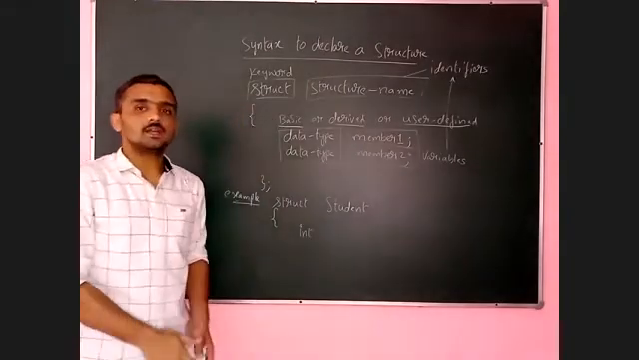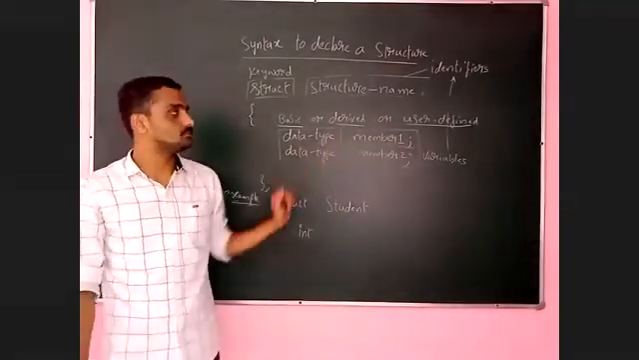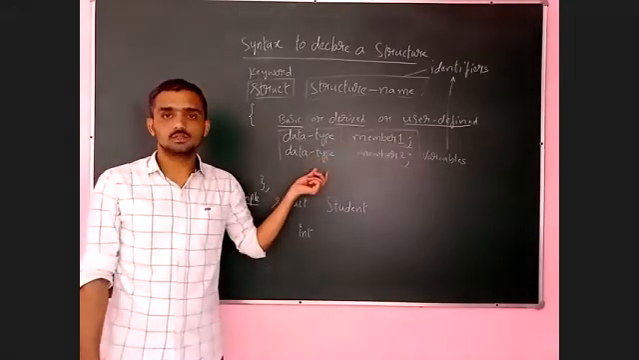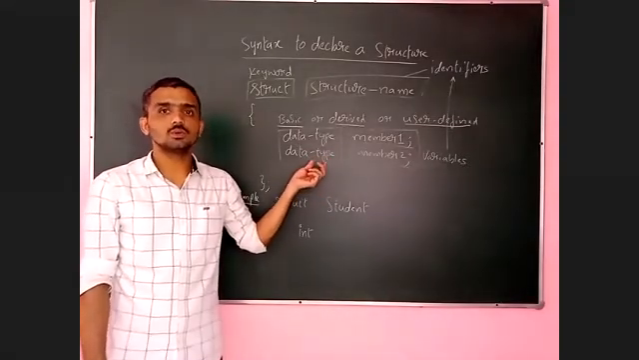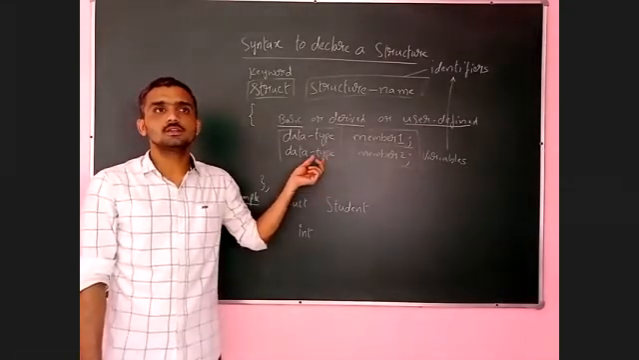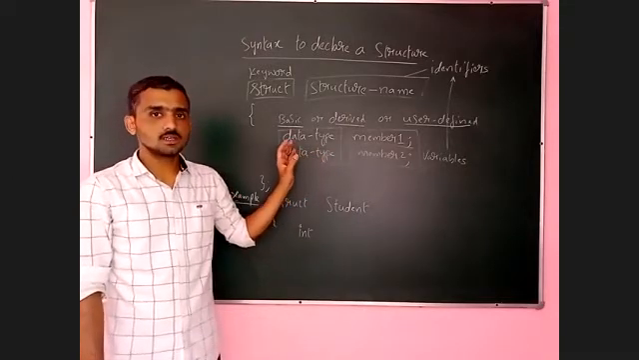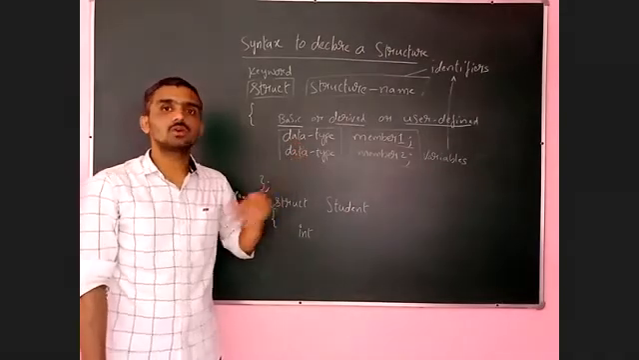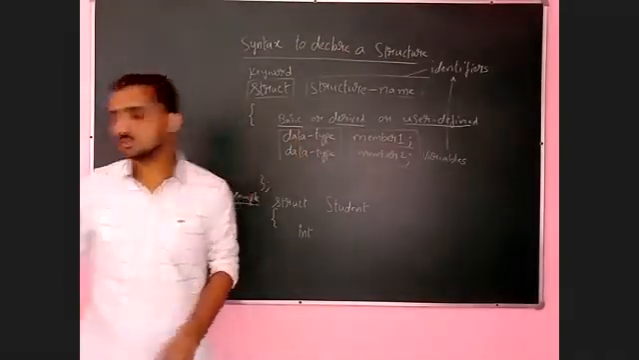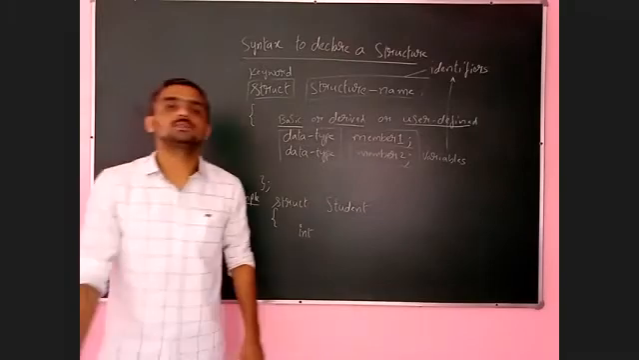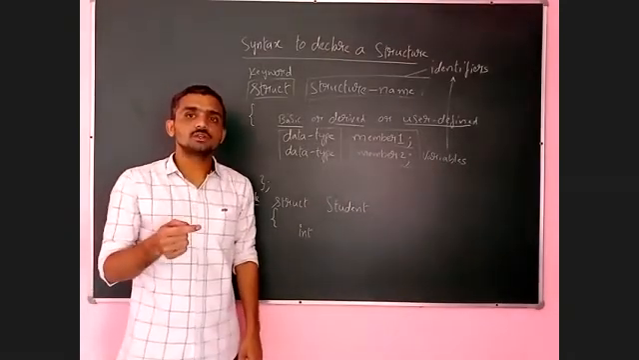Then see, while writing the members of the structure, you have to follow one rule. Not a rule, we can say some concept. That is, structure is a collection of elements which are logically related. So in case of structure, one more thing I should say is a collection of elements which are logically related.